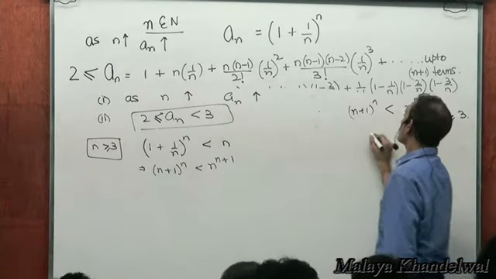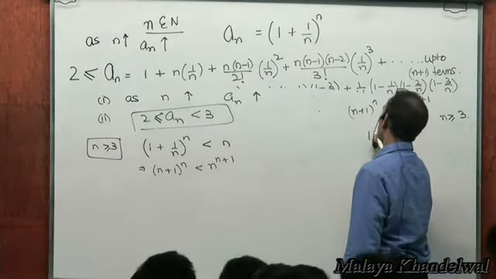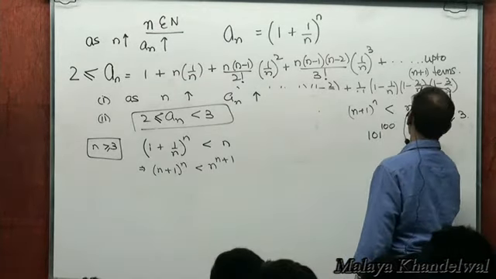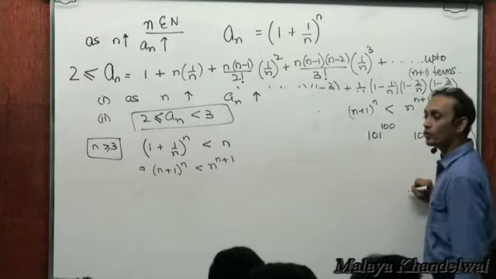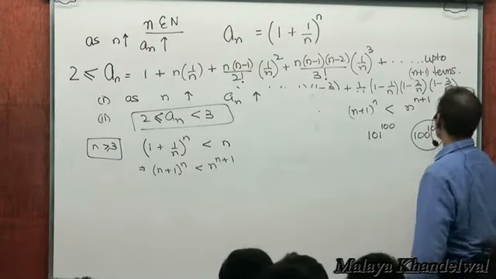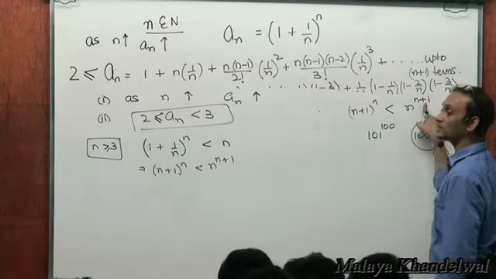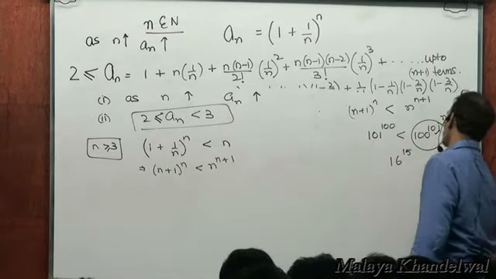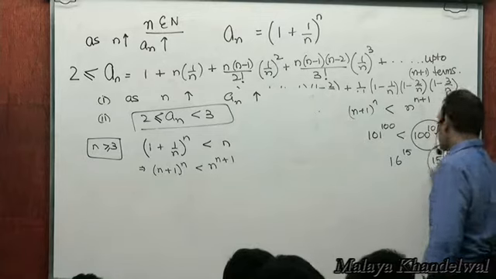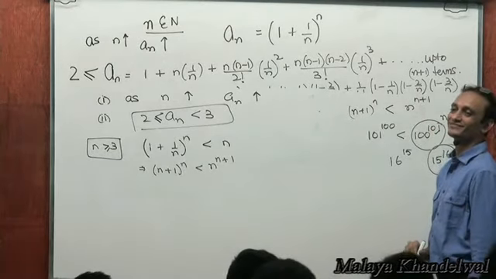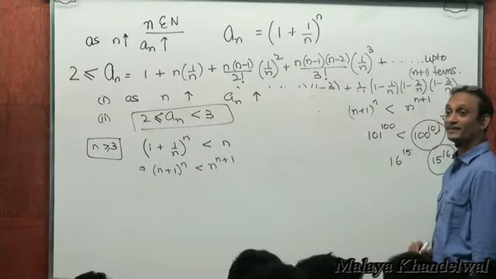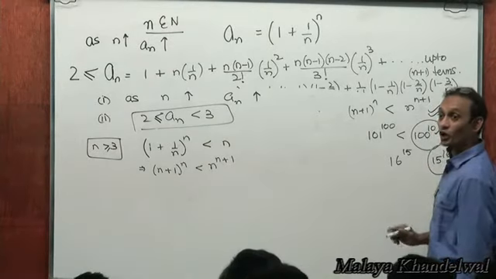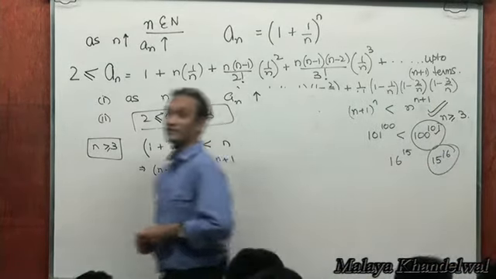Which means, if someone says 101 to the power 100 or 100 to the power 101, which is more? The one that has a larger power will be more. 16 to the power 15 will be more, or 15 to the power 16 would be more? 15 to the power 16 would be more, right? So useful little thing. n to the power n plus 1 is always greater than (n plus 1) to the power n, right?